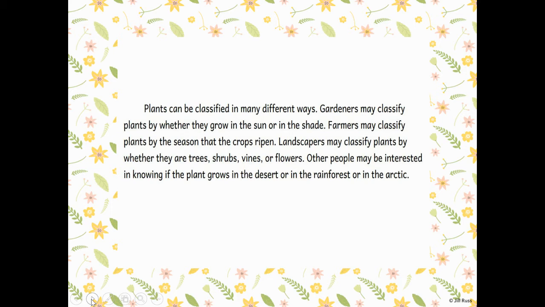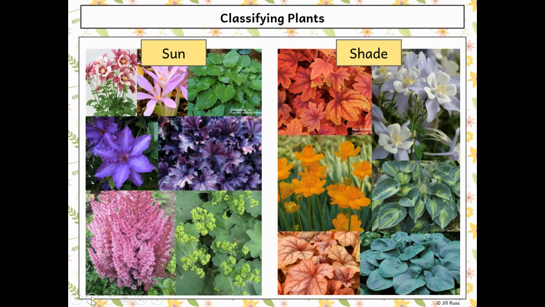Other people may be interested in knowing if the plant grows in the desert, or in the rainforest, or in the Arctic. So let's look a little bit more closely at why these different groups of people look at plants differently. Here is sun plants and shade plants. So the plants on the left prefer to grow in the bright sunshine, where the plants on the right prefer to grow in shady spots. Who do you think would classify the plants by sun and shade?